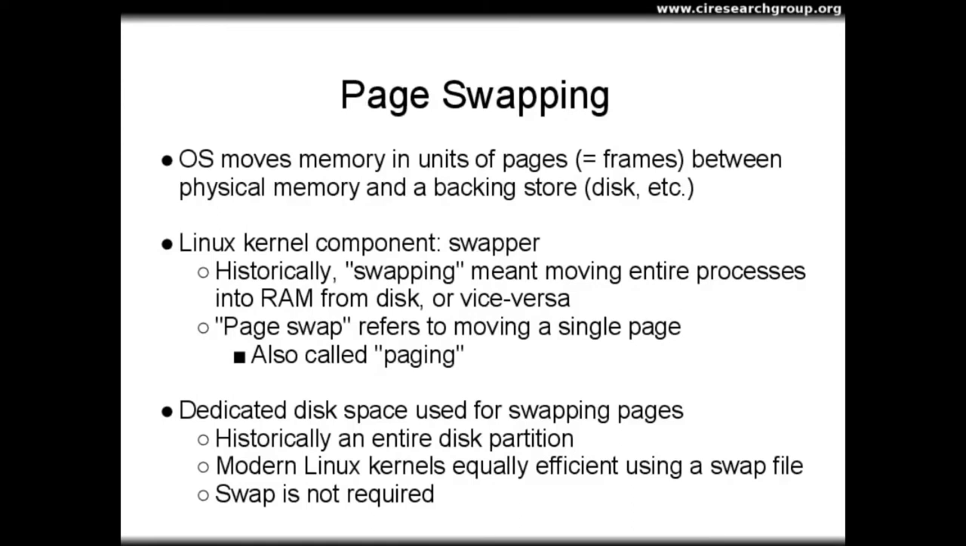Historically, Linux machines used a dedicated hard disk partition to store the pages that were swapped out to disk. Modern versions of Linux are just as efficient using a swap file, which is a regular file stored alongside other data in the file system. It should be noted that swapping is an optional feature, and it is possible, and even quite common, to run systems without any backing store or swapping capability. Most embedded Linux systems, such as Android devices, do not use a backing store. If memory cannot be allocated to a process on such a system, the process typically crashes.